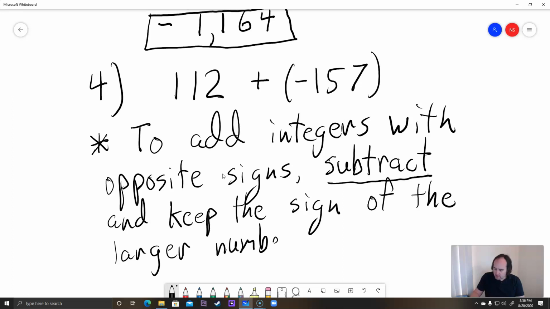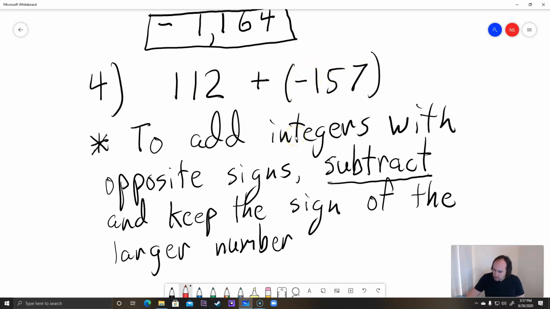And when I say the larger number, I mean the number with larger absolute value. Okay, so if you just consider the positive version of the number, whichever number is bigger, that's what I'm calling the larger number. I just don't like to write too many words because it can get to be too much to read. But here, if we look at these numbers, which one's the larger number in terms of absolute value? Well, the first number is positive 112. The second number, if I take the absolute value, is going to be positive 157. Well, we know that 157 is larger than 112. So that means we're going to keep the sign of the negative 157.